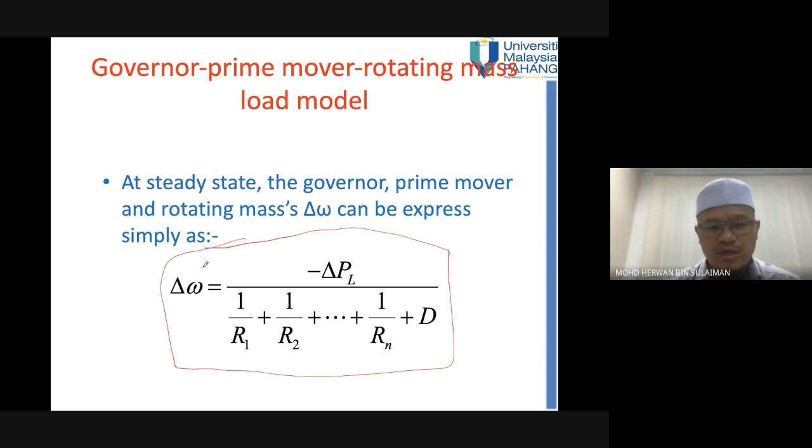This is the general delta omega: delta omega equals delta PL minus the changes, negate it, divided by 1 over R. If there are many groups or many feedbacks up to N, then everything is 1 over R1, R2, up to 1 over Rn, plus D. D is the damping from earlier.